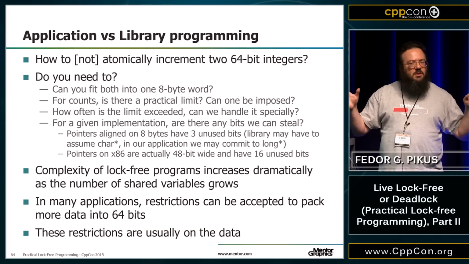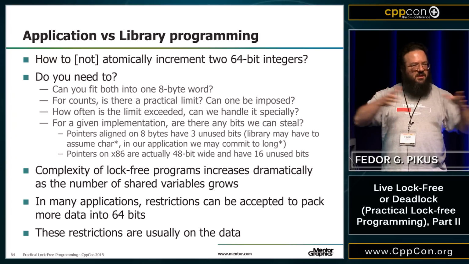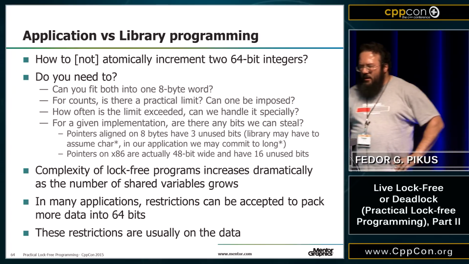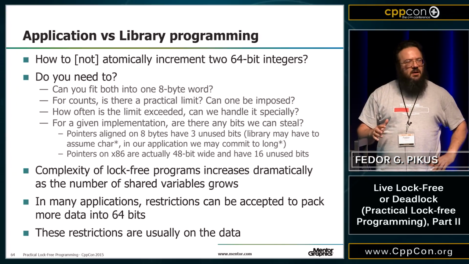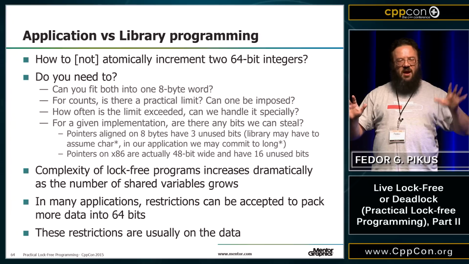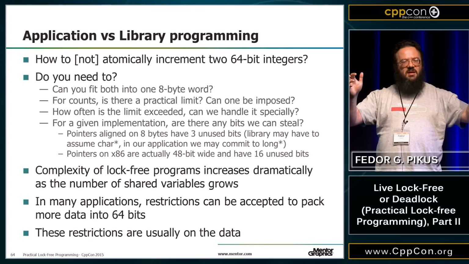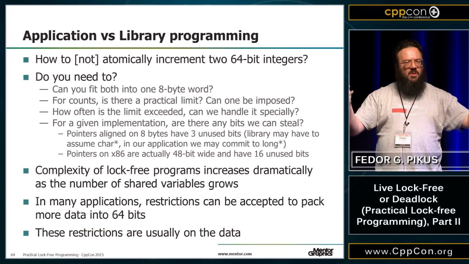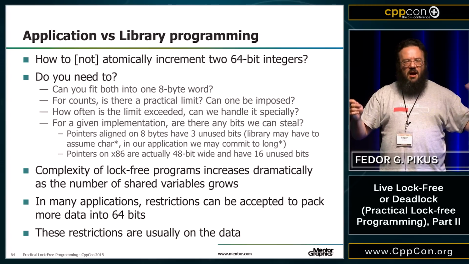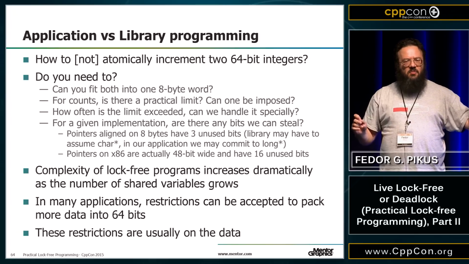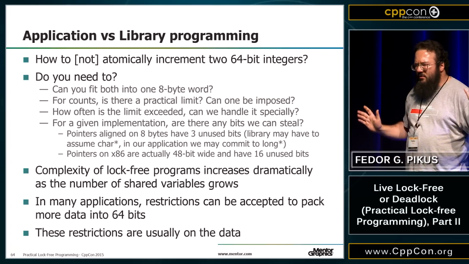Maybe they don't. Maybe I can fit them into a single 64-bit word by dividing it into two halves. Not necessarily right in the middle, maybe 8 bits and 48 bits. If the limit is exceeded, if I allocated 8 bits to one integer and 48 to the other, and I went over 8 bits, can I deal with this somehow? Maybe it's a counter and I can just leak some memory, and it happens so infrequently that I'll leak a little bit of memory. Maybe it's a shared pointer counter. I'll leak a little bit of memory, but it happens so infrequently that I'm okay with that.